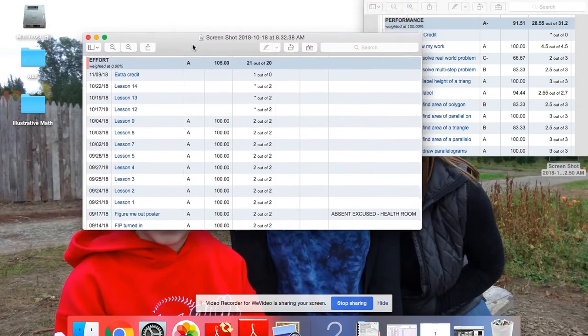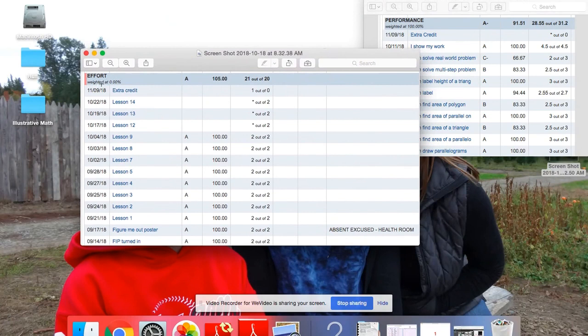So then that brings me to the effort grade. And again, if you just scroll down, you would see this would be the next section on the progress report. And you can see effort is weighted at 0%. So this does not affect the math grade. This person has an A in effort. They actually have 105%. Because they have 21 out of 20 points possible, and you can see that they did an extra credit item. You'll notice that there are some asterisks right here.